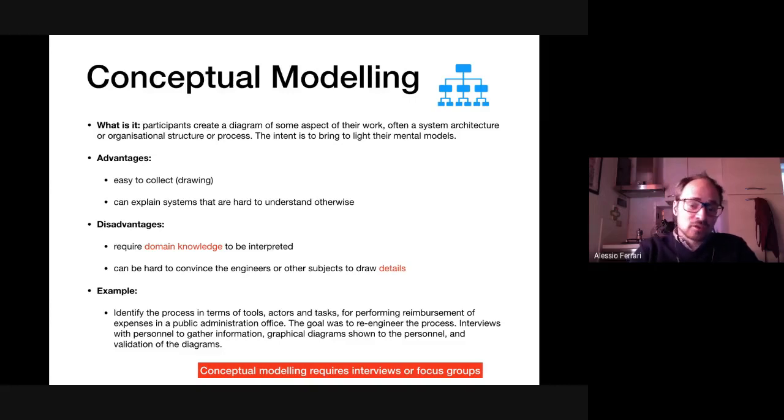As I said, conceptual modeling requires interviews or focus groups. One thing is that they are used in practice in companies, but they are not the most frequent thing in research.